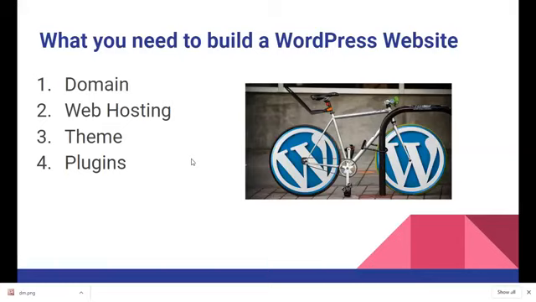All right, what do you need in order to build a WordPress website? There are basically four things you're going to need if you want to build a professional WordPress website. The first thing you would need is a domain. A domain is your web address.